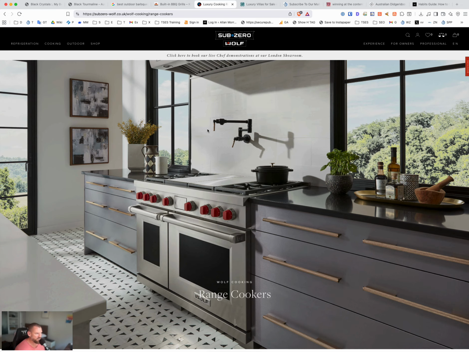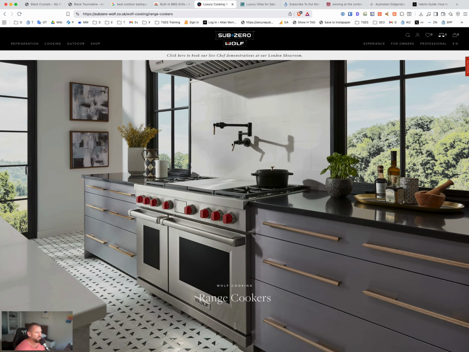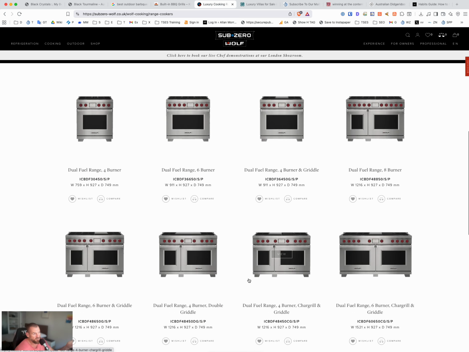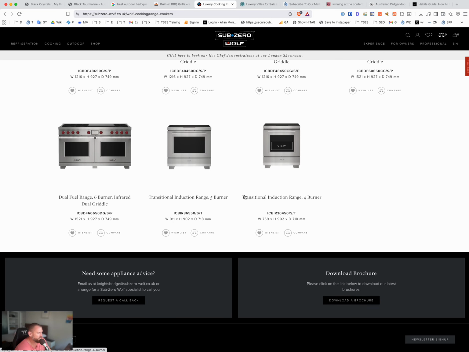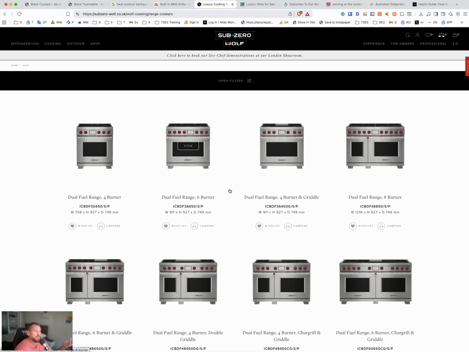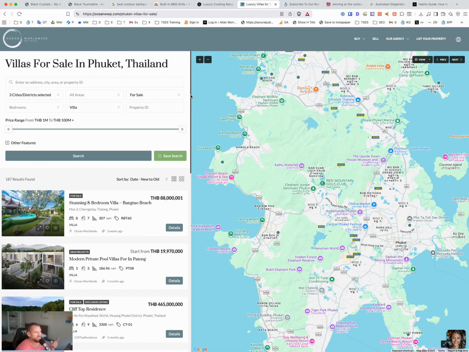There's nothing about this business. Why would I buy it? I don't even know if this is a brand. It must be a brand, Sub-Zero or Wolf. I know nothing about it because they're not telling me. So Wolf Cooking, range cookers. I know nothing about this. Is it like a European brand? Why are they so expensive? Why are they so good? I don't know. There's nothing on the page. Price list problem.